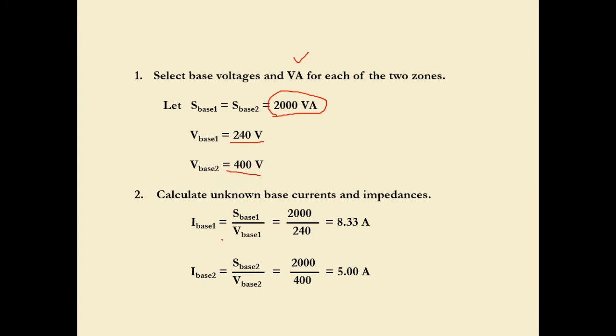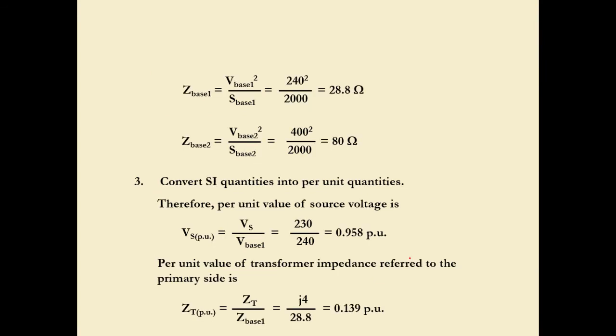So SI. So we have I base 1, S base 1 over V base 1. So this is the value. So I base 2, S base 2 over V base 2. So 2000 over 400. So this is for I base 2. Similarly, the same process goes for Z base 1, V squared over S, so we have 28.8. So Z base 2, V base 2 squared over S base 2, so 400 squared over 2000, we have 80 ohm, right?